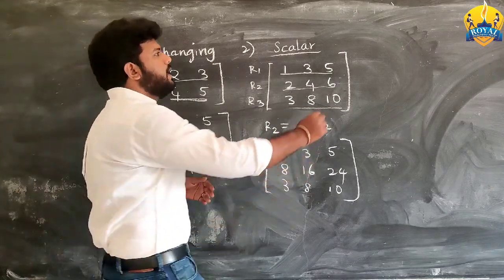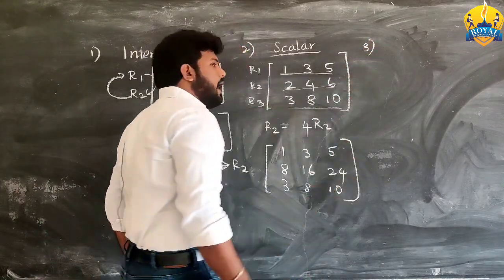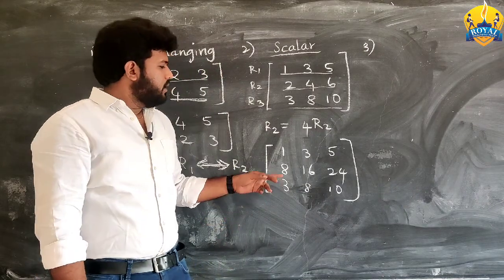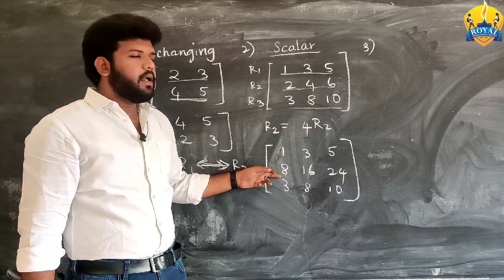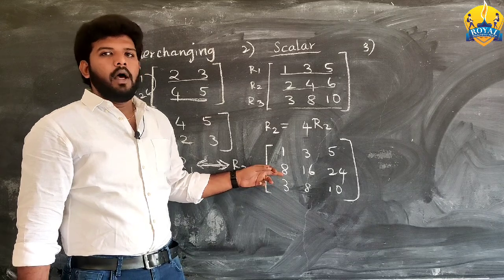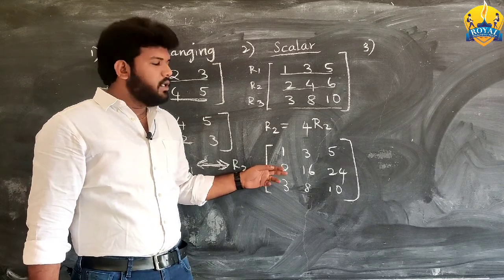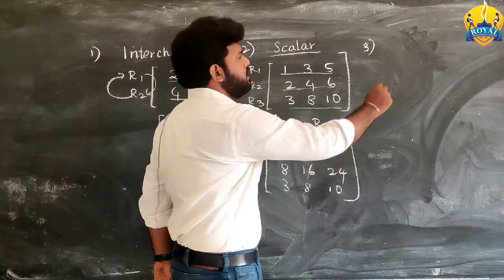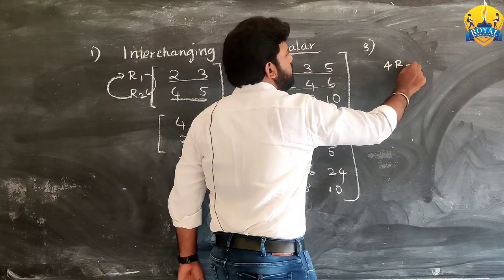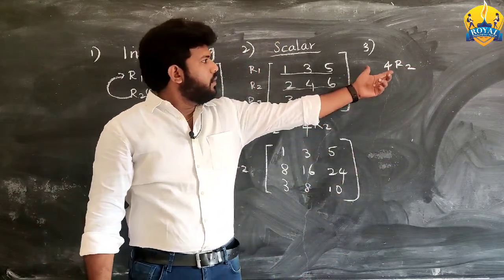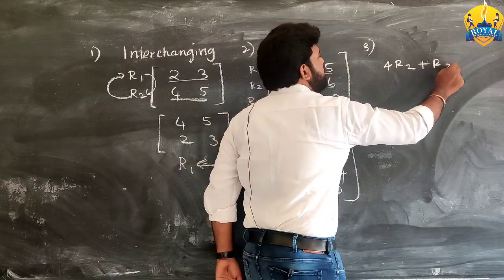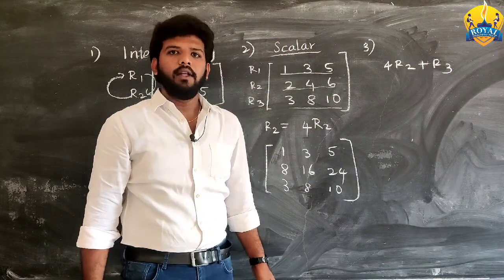Third one is scalar multiplication and addition. Now I have multiplied R2 with 4. Now I am going to join R3. First I have multiplied R2 with 4, so 4R2. Now I am going to add R3 with that.